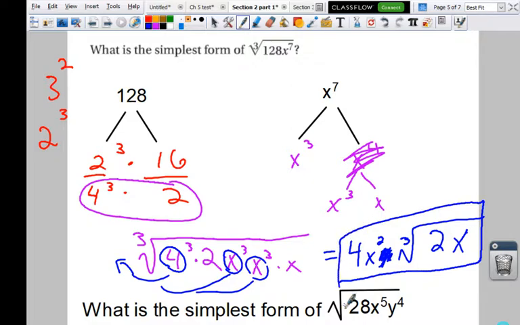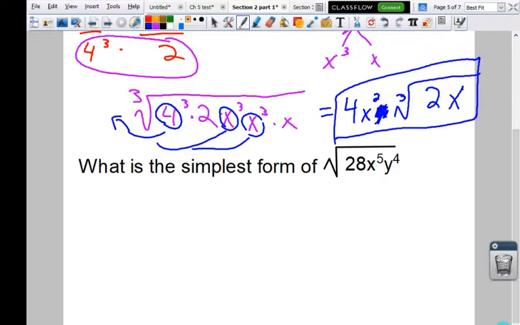Oh wait. Okay, we haven't gone over the one with the double. Okay. No, why did I do that? But we're going to do that one next. Alright, so our last one that we're going to practice together is we're going to simplify the square root of 28 x to the 5th y to the 4th.